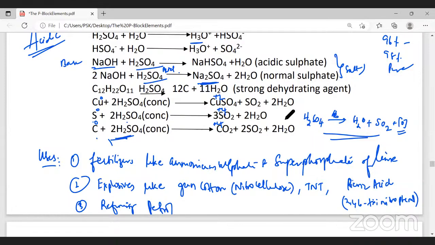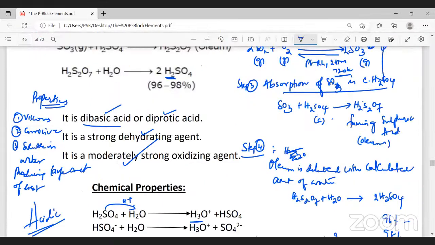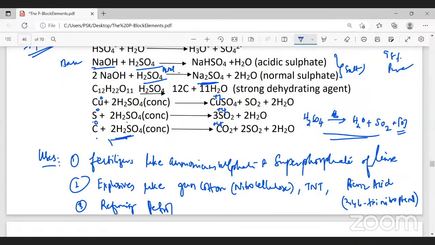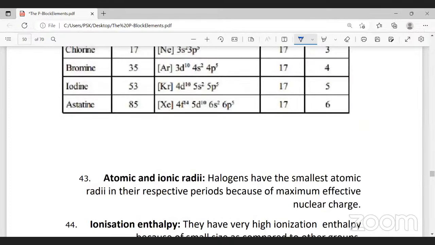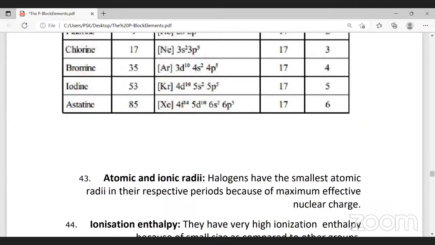Any clarification with what we've done so far, so that we can go for group 17? Okay. I hope that you understand the preparation of sulfuric acid by the contact process and also the dehydrating property of sulfuric acid. I taught you 3 dehydration properties, so you should remember the dehydrating properties of sulfuric acid as well.